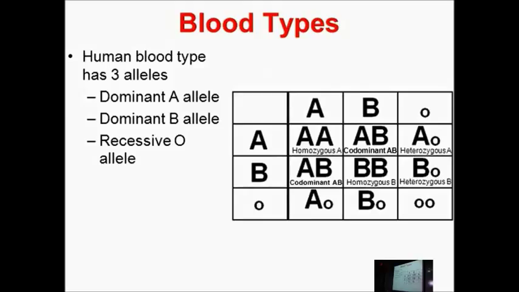And finally, the bottom row of this table here: if you inherit a dominant A from one parent and a recessive O from the other, you'll have blood type A. Blood type A is dominant, blood type O is recessive.